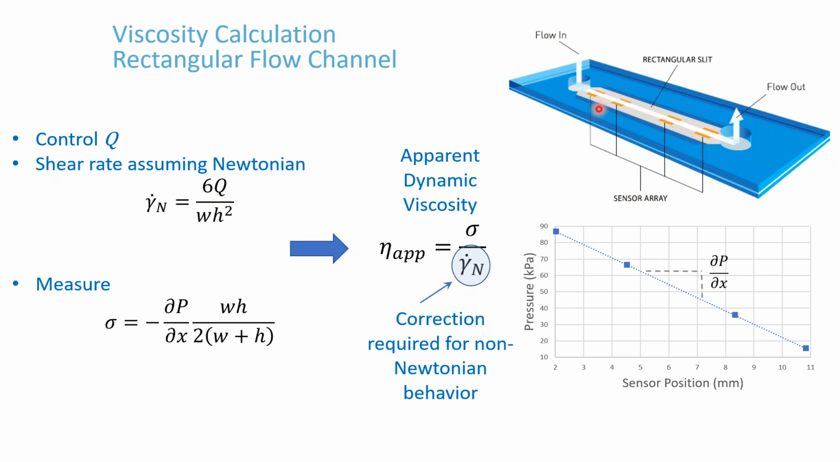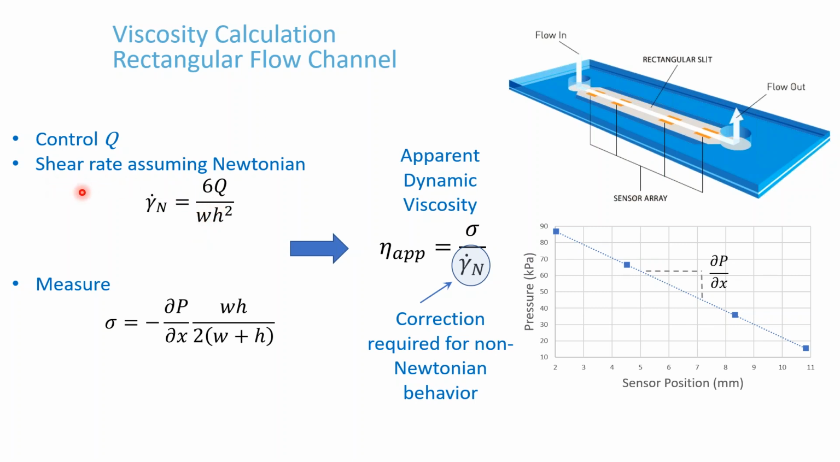And with this pressure drop, we can then calculate the shear stress at the wall that the fluid is experiencing, because we know the dimensions of our rectangular channel here. And in this way, we can control Q, which is flow rate. We can then use this flow rate to calculate the shear rate based on the geometry of the chip itself. And so we can increase or decrease shear rate by increasing and decreasing flow rate.